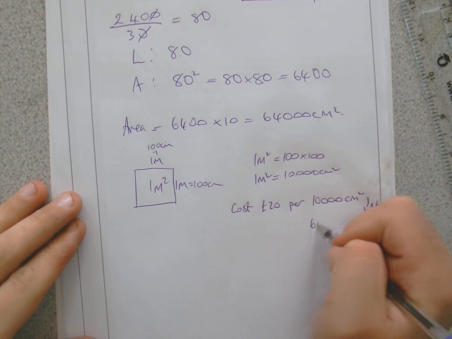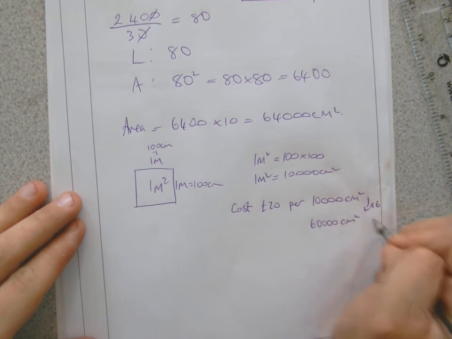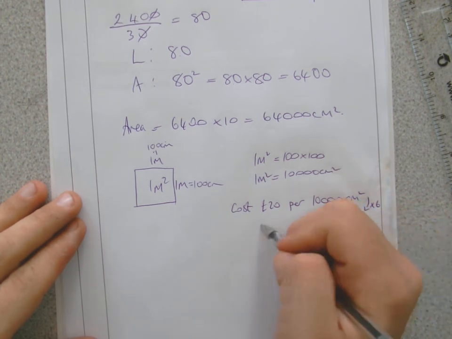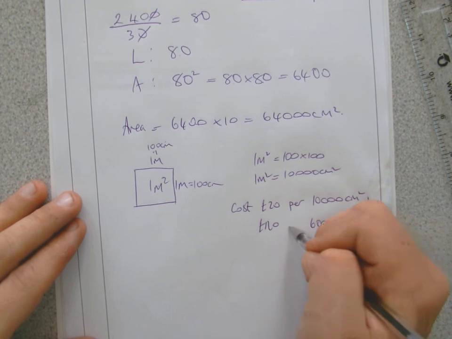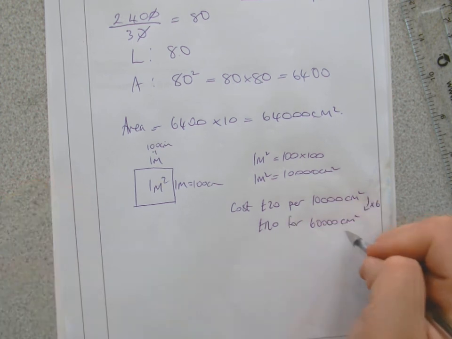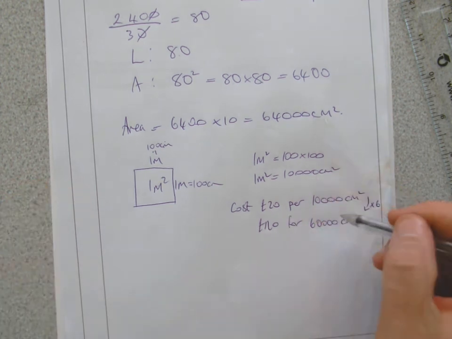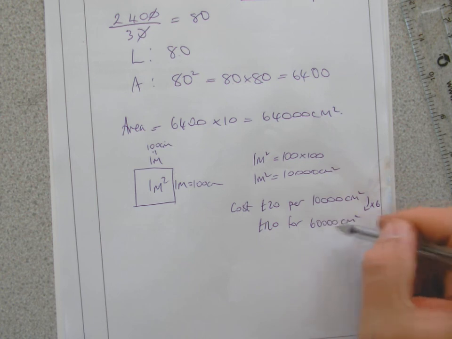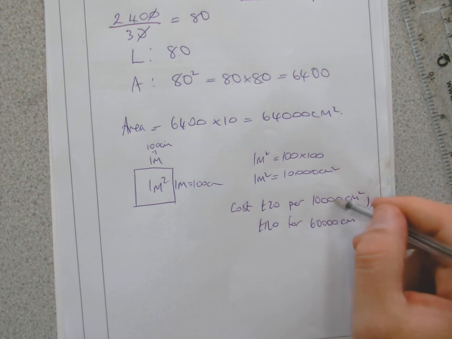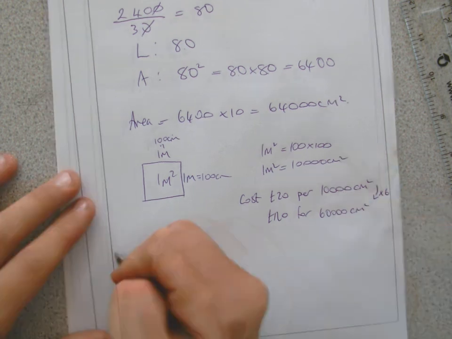So that will give you 60,000 centimetres squared. So times this by 6, you get 120. So £120 for 60,000, but we need 64, don't we? So to get 64, we need another 4,000 here. So to get 4,000, maybe we need to work with this 10,000 here.